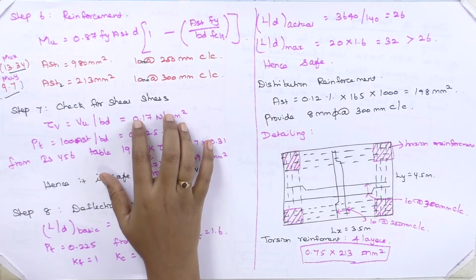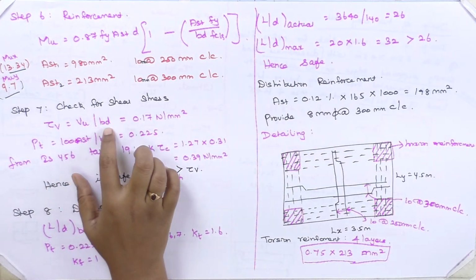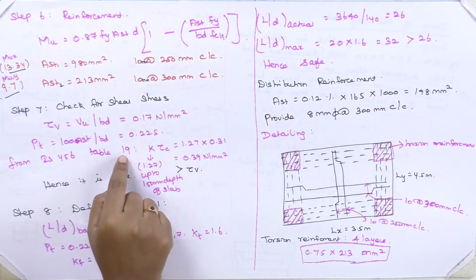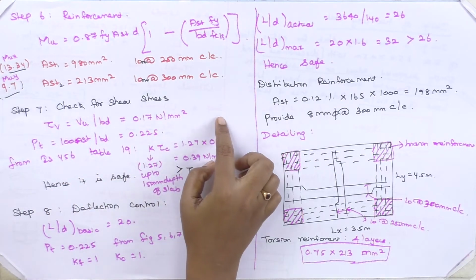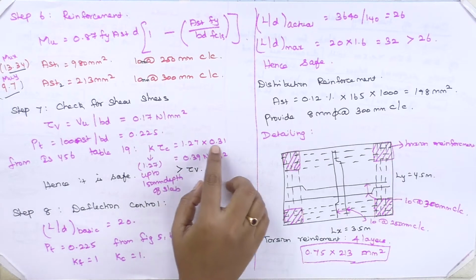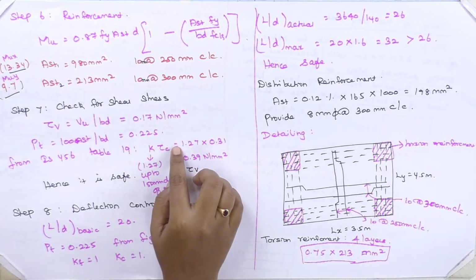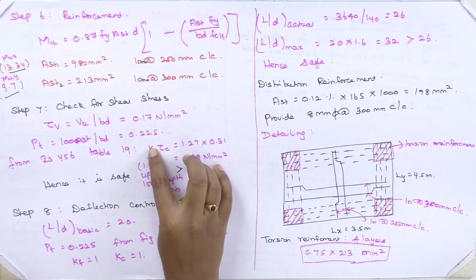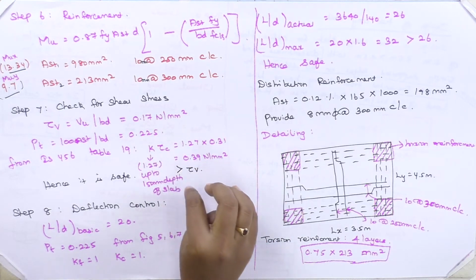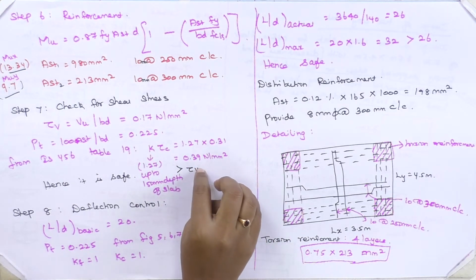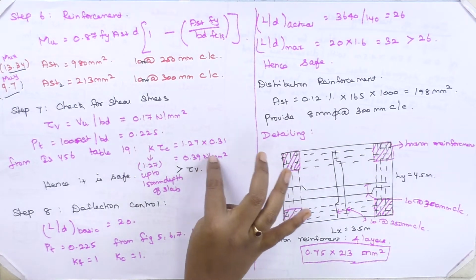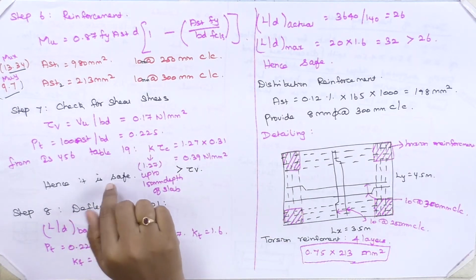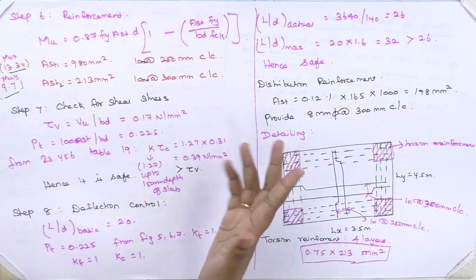Okay. Let me check for the shear. Tau is equal to VU by BD, the same formula. For this, I need to calculate the PT value. From Table 19, I need to compare the PT value with M20 grade of concrete. So I'll take tau C as 0.31. The K value for slabs less than 170 mm is 1.27. So I'll get K into tau C as 0.39, which is greater than the tau V value. This 0.39 is more, this is the limiting value, and this is lesser. So hence it is safe under shear. When it is not safe, you need to redesign the depth of your slab.